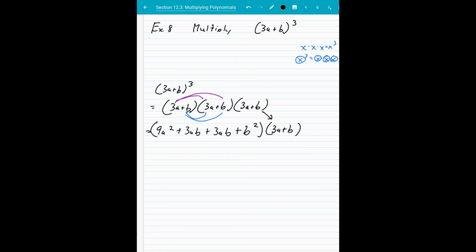Remember, the essence of simplifying all these algebraic expressions and problems that we've been doing is whatever we don't touch, just go ahead and rewrite. So 3a plus b we rewrote. Before I even multiply those, let's go ahead and simplify this. I can put 3ab and 3ab together. That makes 9a squared plus 6ab plus b squared.